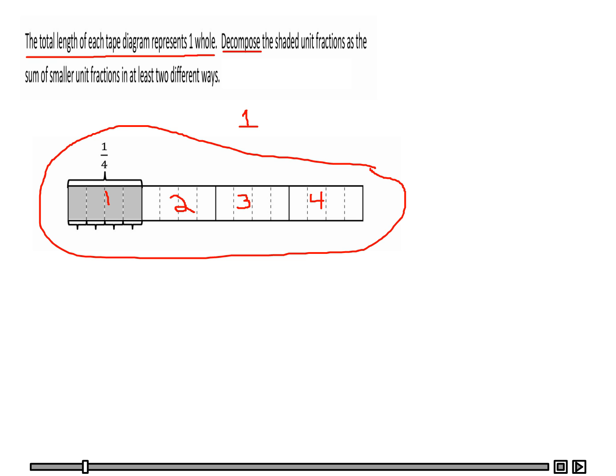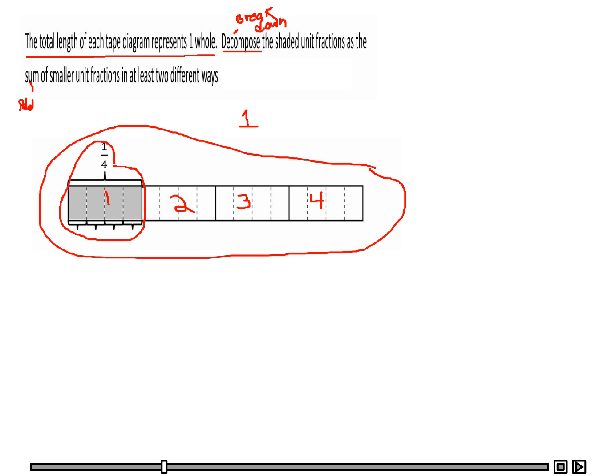And it says decompose, and we learned that decompose just simply means to break down. We're just going to break this fraction into smaller parts. As we continue to read, you'll see that we're going to decompose the shaded unit, which is this entire shaded unit here, into fractions as the sum of smaller unit fractions in at least 2 different ways. And we understand that sum means that we're going to add. So we're going to use addition to break this particular fraction down.